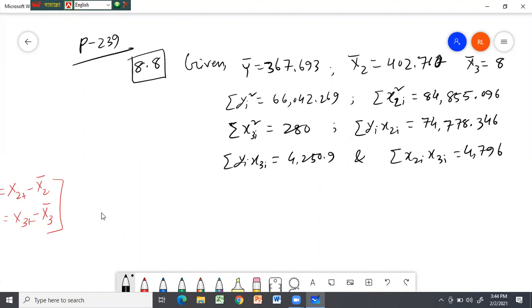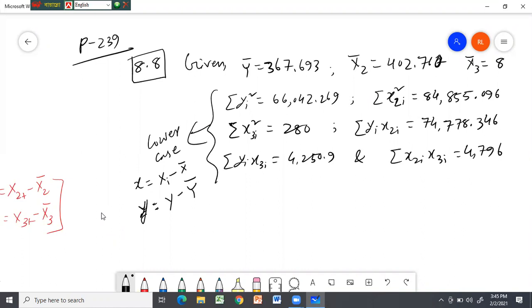you are also told that lowercase letters, as usual, denote the deviation from the sample mean value. So actually, all values are the lowercase value. All y and x are here in the lowercase value. These lowercase values mean small x is the deviation of the actual value of capital X from its mean value, and small y is the deviation between the actual values of y and their mean values. Okay, so this is what they have given you as a clue.